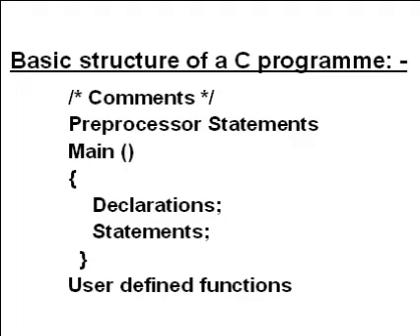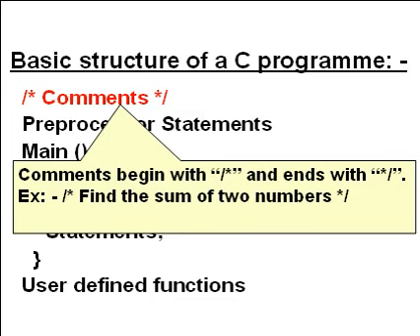Basic structure of a C program. First we write comments. Comments begin with slash star and end with star slash. They are used for our purpose, to describe what the below code is doing. Comments can be written anywhere in the program, but by practice we write comments first.